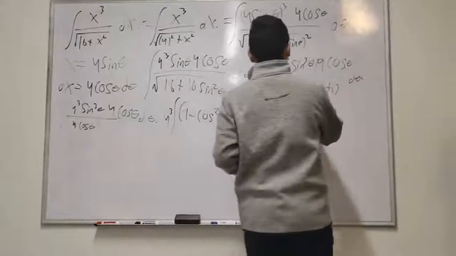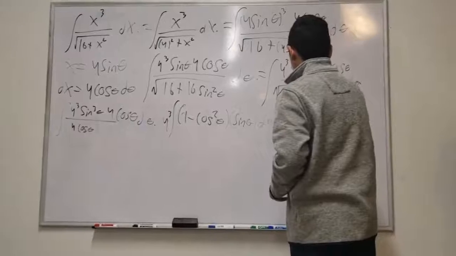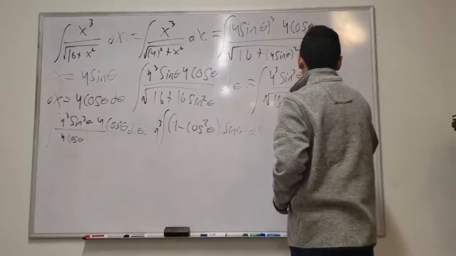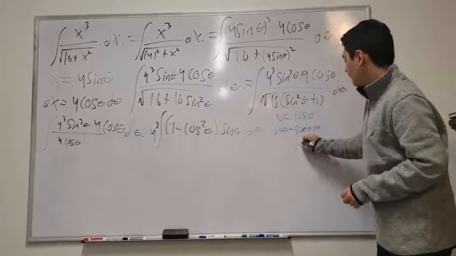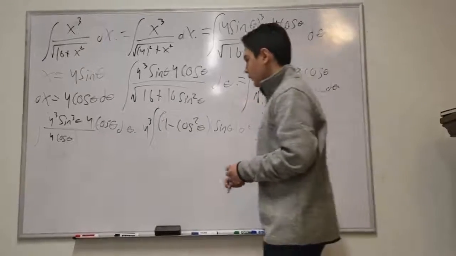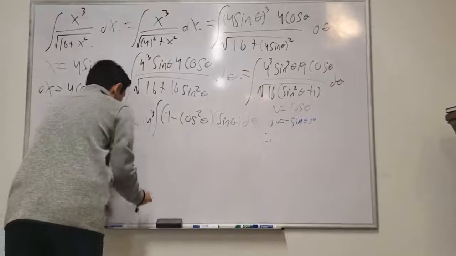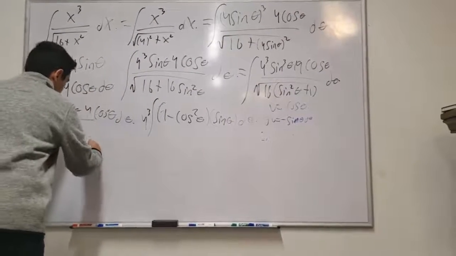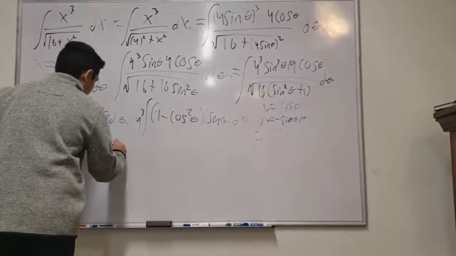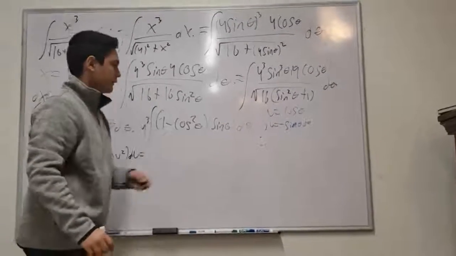So u is equal to cosine theta, and du will equal negative sine theta d theta. If we divide by -1 on both sides, negative du is equal to sine theta d theta. So we bring this negative to the front. That gives us -4/3 times the integral of 1 minus u squared du, because the sine cancels out.